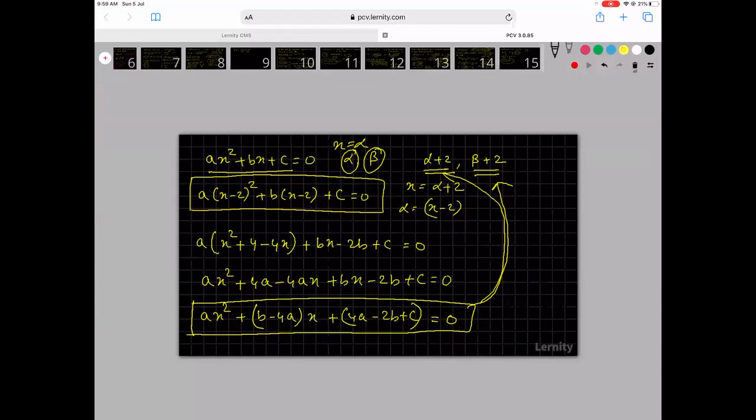But we want another equation where we want to put x is equal to alpha plus 2. So now I am trying to tell you how these two are related, so that x minus 2 will become equal to alpha. So we can put only x minus 2. We can't put x plus 2.